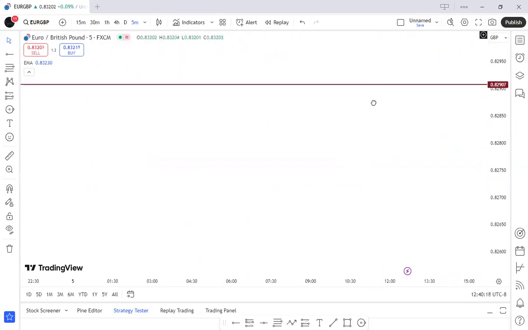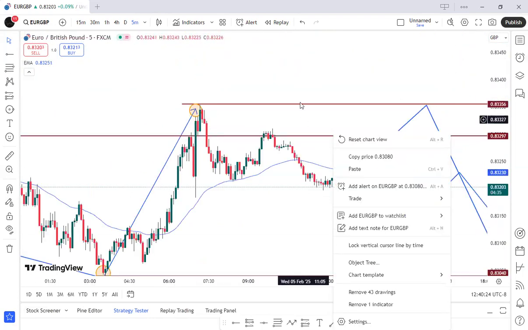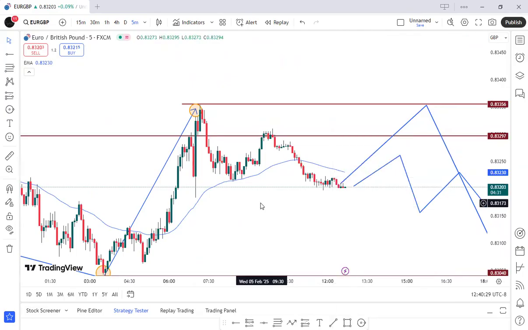So whenever it breaks this low, it will just keep selling. And whenever it breaks this high, it will keep buying. It shows that the buyers are still in the market, so we should just keep looking for a buy. Sell will not be selling for long, but buy will be buying for long. All right. So this is it.